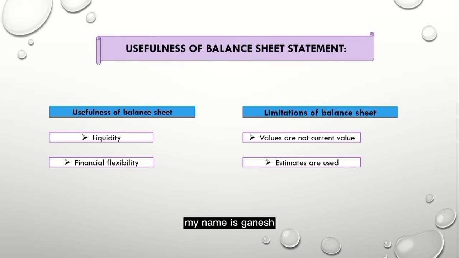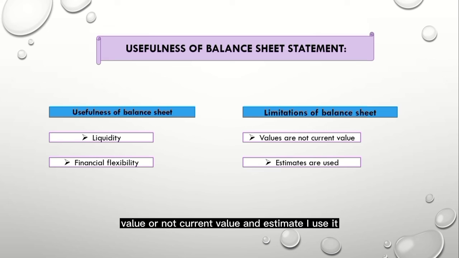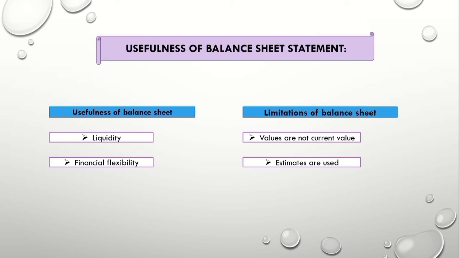My name is Ganesh and my matrix number is H21A2810. Today I want to explain about the usefulness of balance sheet statement. There are two parts: the usefulness of the balance sheet and the limitation of the balance sheet. In the usefulness of the balance sheet statement, there is liquidity and financial flexibility. Meanwhile, in the limitation of the balance sheet, historical values, not current values, and estimates are used.